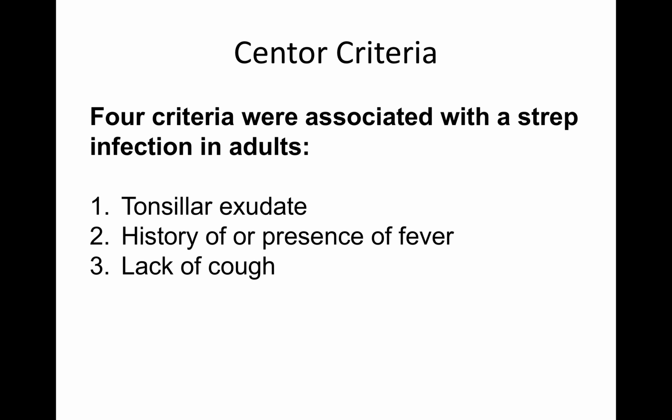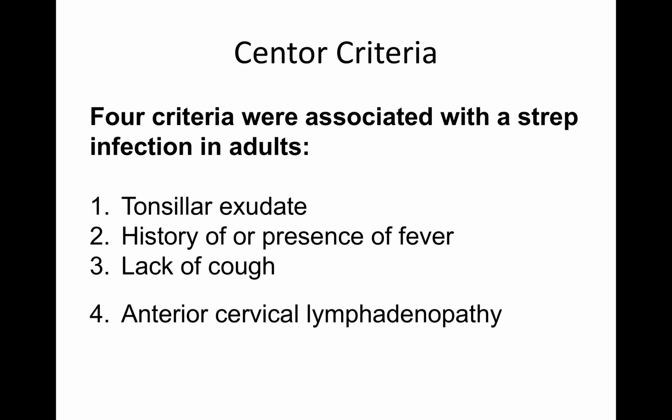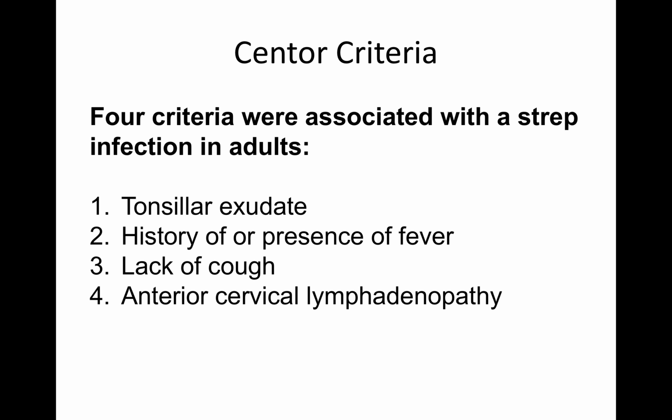Lack of cough. The reason for lack of cough is because cough may be associated with other non-strep causes of sore throat. So, for example, if someone has a viral pharyngitis, they may also have postnasal drip and they may have a cough. Or they may have a cough for some other reason, and they may have a sore throat from just the cough, just the irritation that comes from cough can cause a sore throat. So lack of cough is more associated with strep. And finally, anterior cervical lymphadenopathy, also associated with a strep infection.